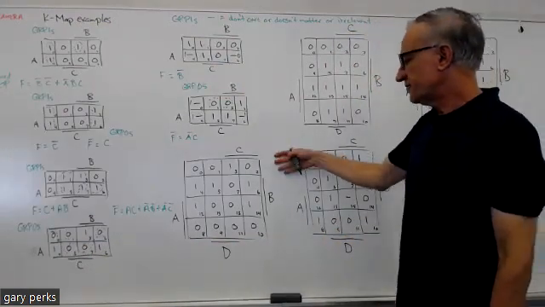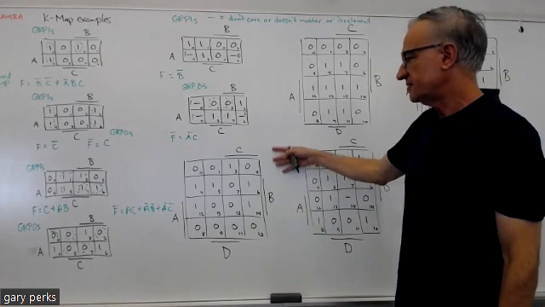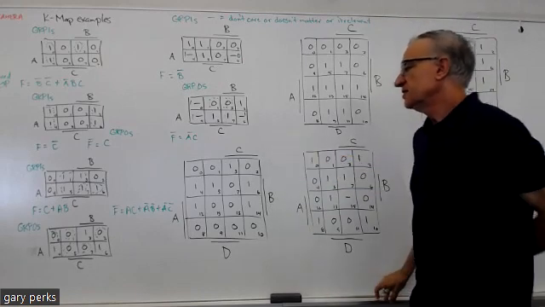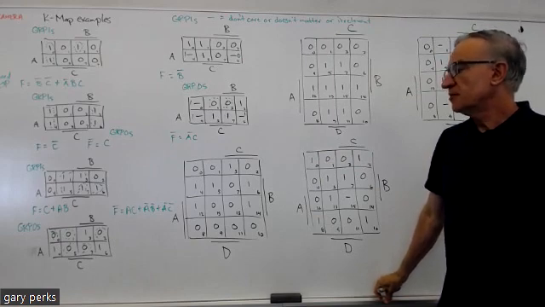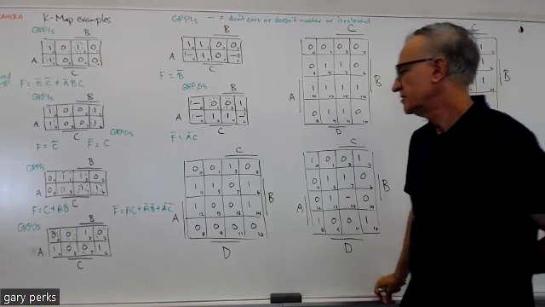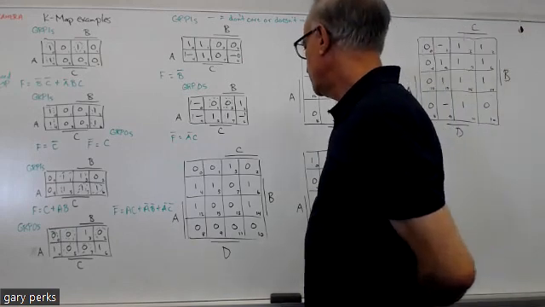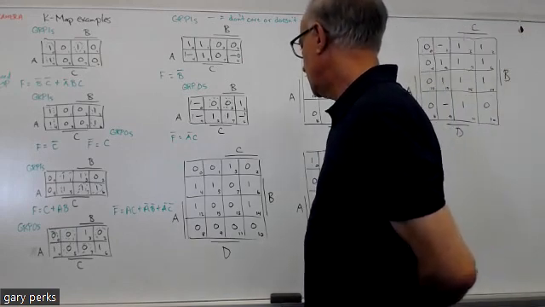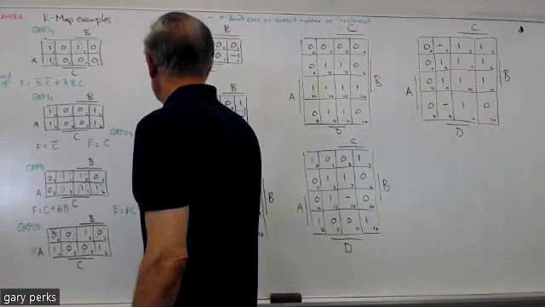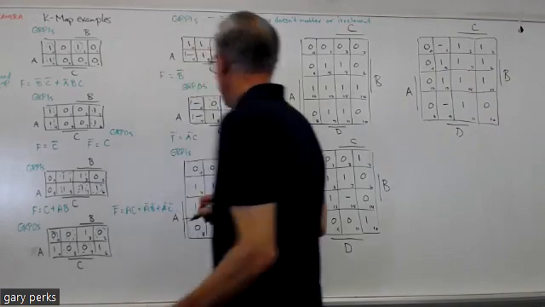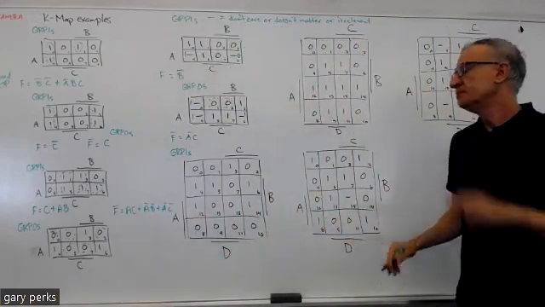Okay, so this is our first 16 cell right here. 0, 1, 8. Let's group 1s. Yeah, we're going to group 1s.